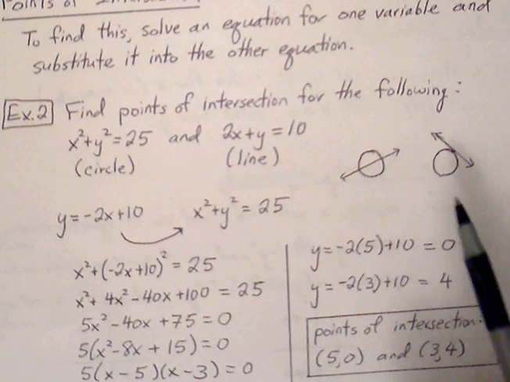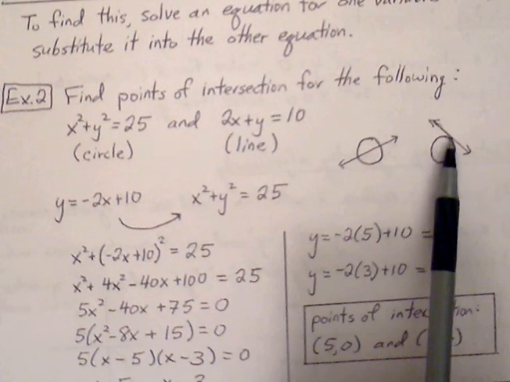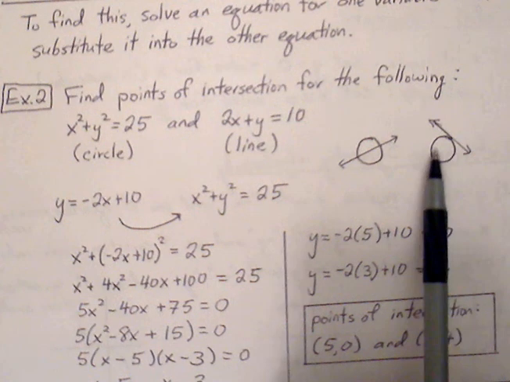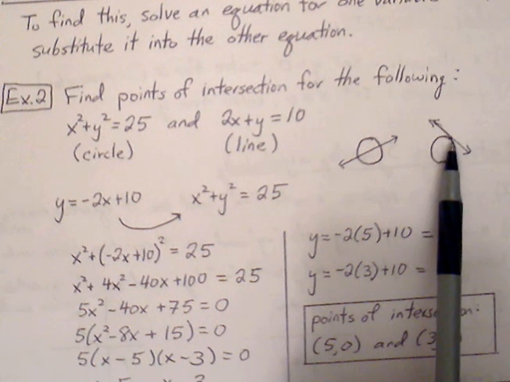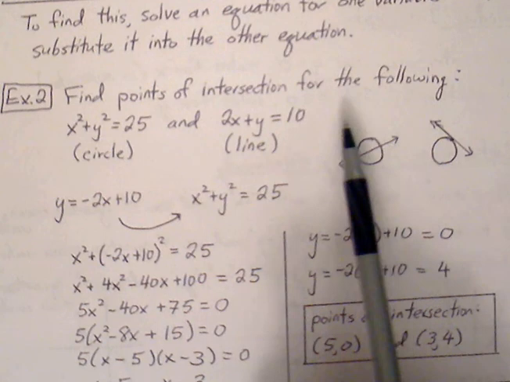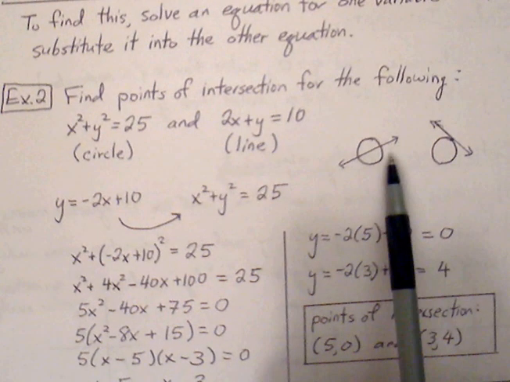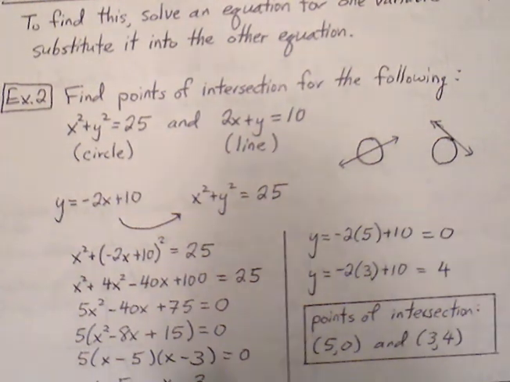But it's also possible that the line is tangent to the circle, meaning that the line will only touch the circle at one point. And if that were the case, then there's only going to be one intersection and therefore only one solution. So we know going into this problem that we're going to be expecting either 2 ordered pairs or 1 ordered pair, depending on how the line and the circle are oriented with each other.